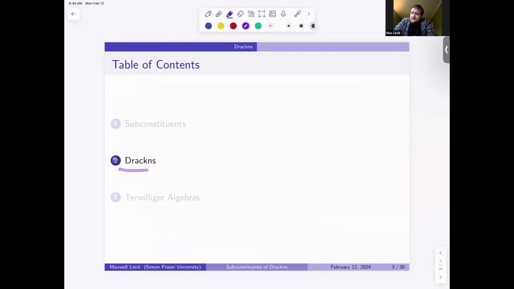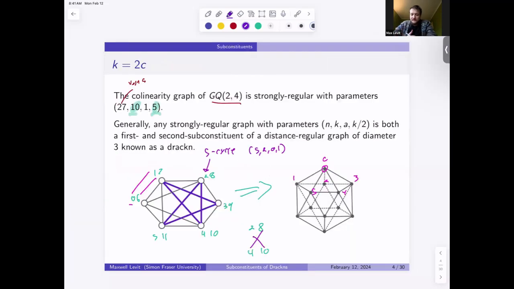So what I just explained is an example of a distance regular antipodal cover of a complete graph, namely the icosahedron being one, or there being one whose second subconstituent is this GQ24. But now let me describe drackns a little more generally, because what I want to talk about is subconstituents of drackns in a more general case. The motivation is this fact, which I didn't state as a result, that the second subconstituents of these particular kinds of drackns are particularly nice. They're strongly regular graphs.